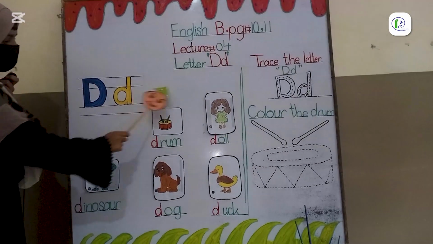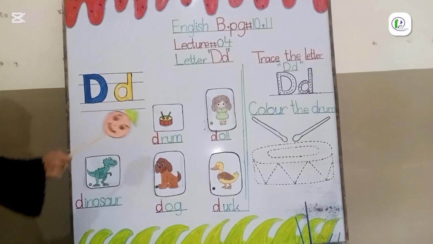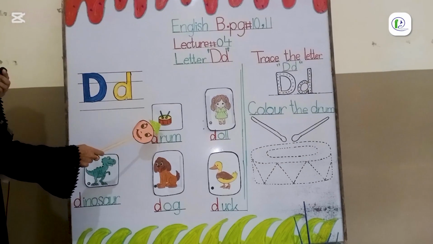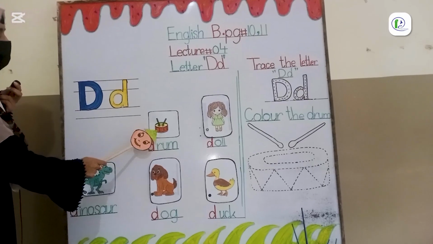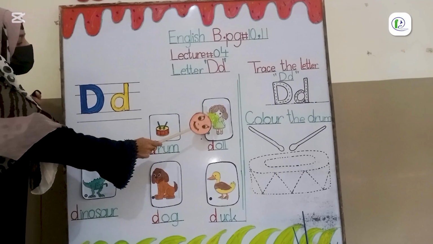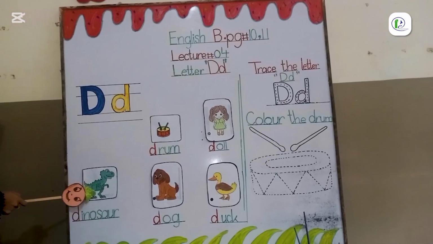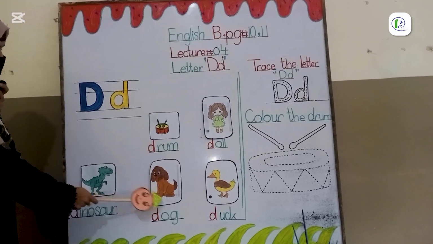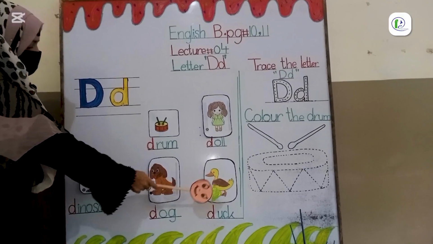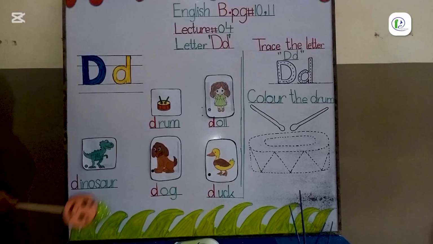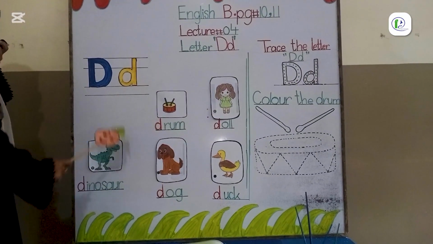Okay. We have multiple pictures. You can see we have multiple pictures. Tell me the name of this picture. Drum, doll, dinosaur, dog, duck. These all pictures' beginning sound is D.